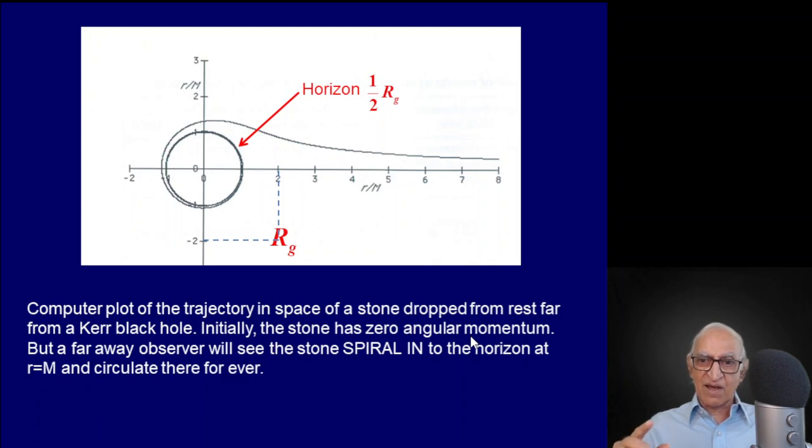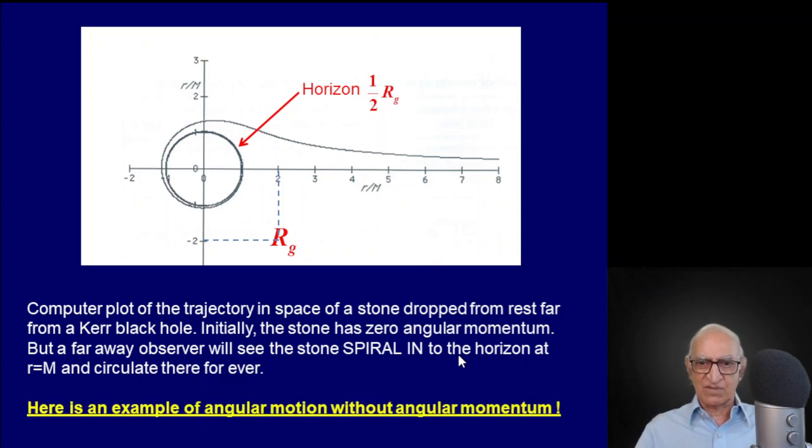But a faraway observer will see the stone spiral in. It will acquire an angular momentum. And then at r equal to m, it will circulate forever, the last stable circular orbit around a rotating black hole. So this is an extraordinary thing. You think about it. It's an example of an angular motion without angular momentum. You drop a stone radially towards the rotating body.